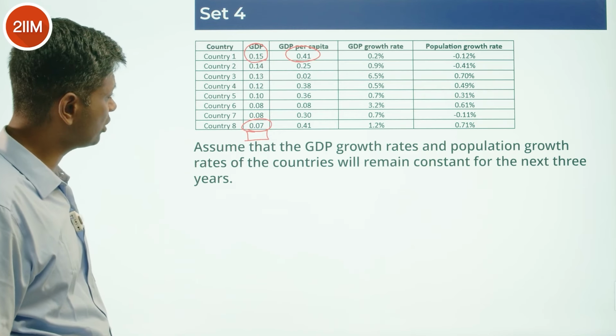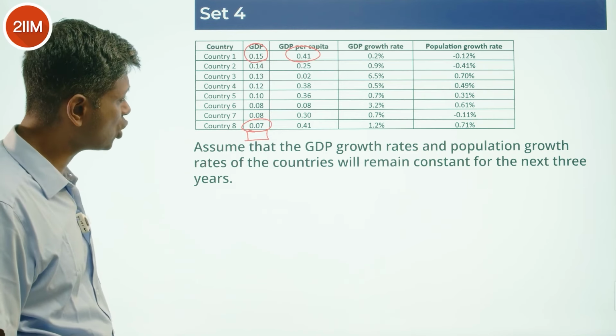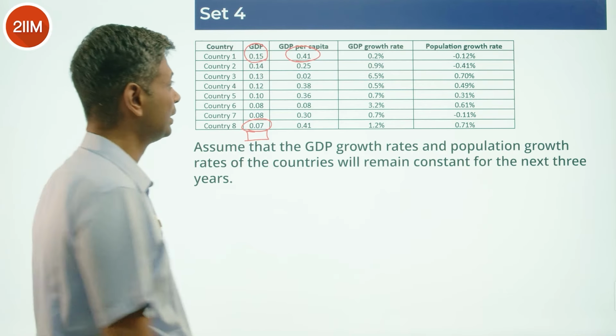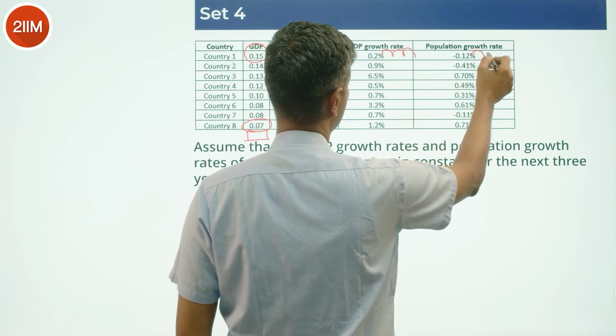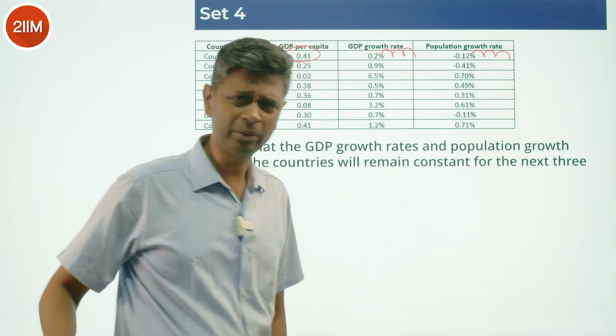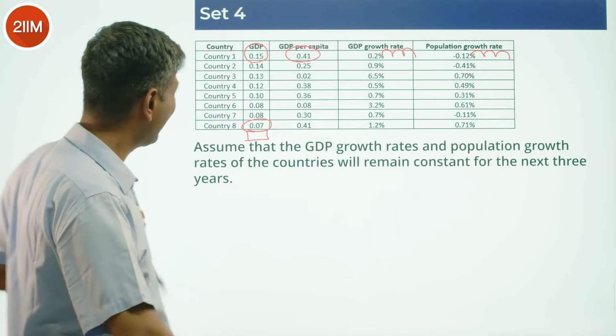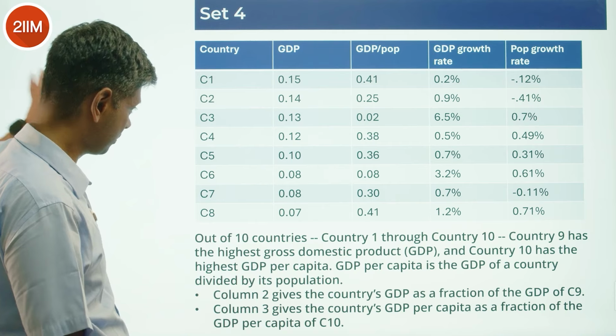Assume that GDP growth rates and population growth rates of the countries will remain constant for the next 3 years. This year, next year, year after that. Same numbers, same growth rates. Interesting. Let's go look at the questions.